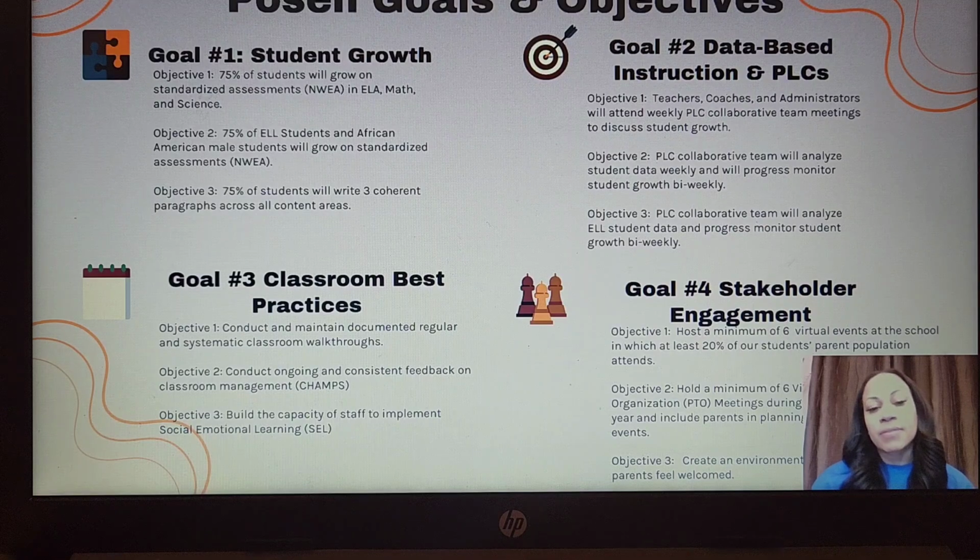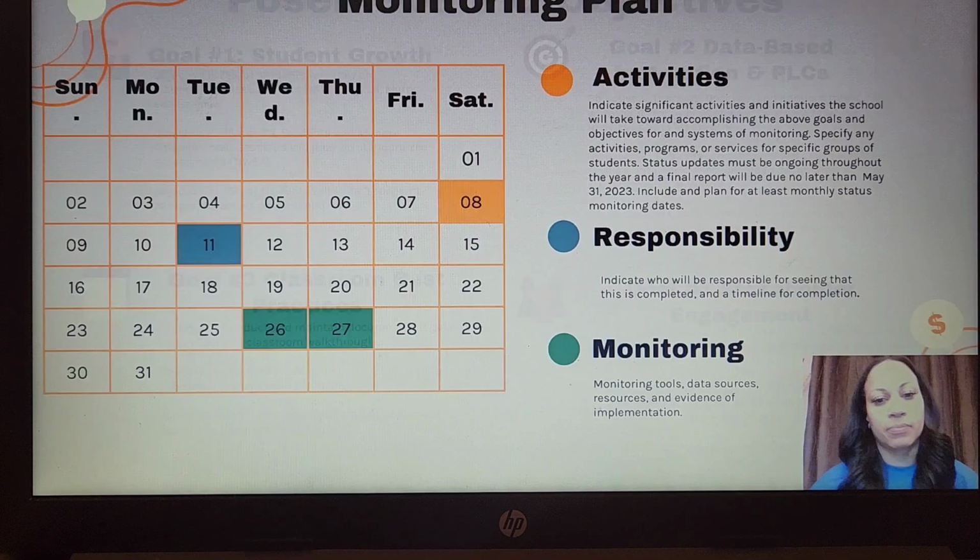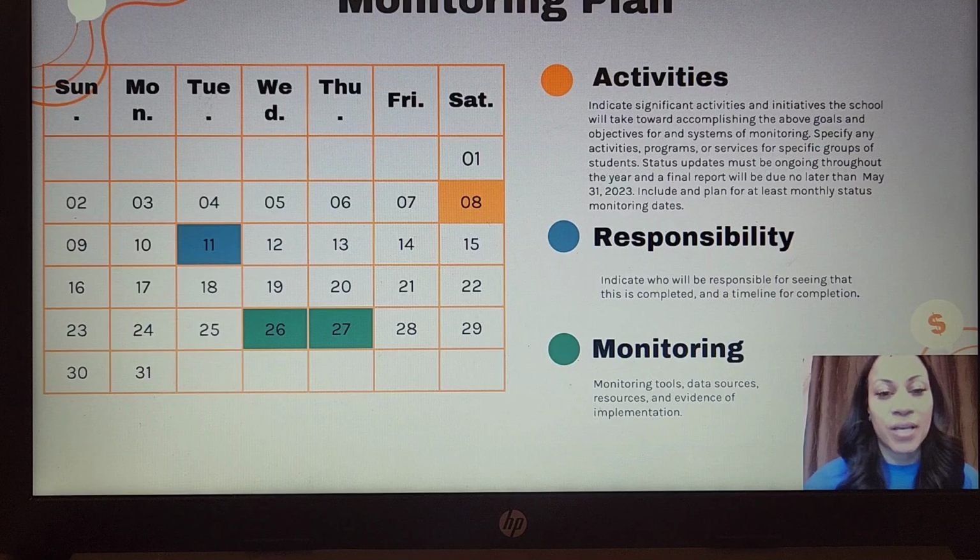Classroom best practices is the same for Keller and Posen because CHAMPS, which is our discipline model, is a district-wide initiative. So CHAMPS is reflected in all 5 of our schools. Look familiar? Similar to the goals being consistent across the district, the system for monitoring is consistent across the district. So this is the same from Keller to Posen School. The activities, who's responsible, and how are we monitoring.